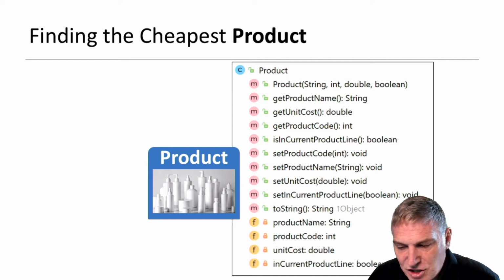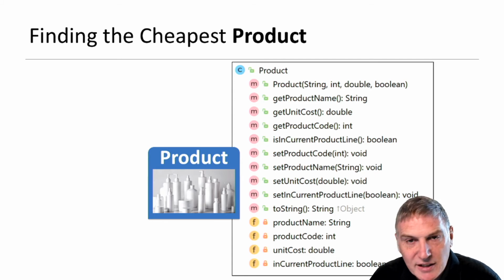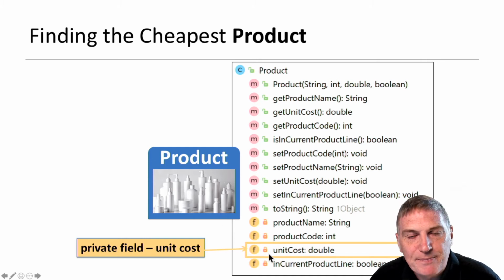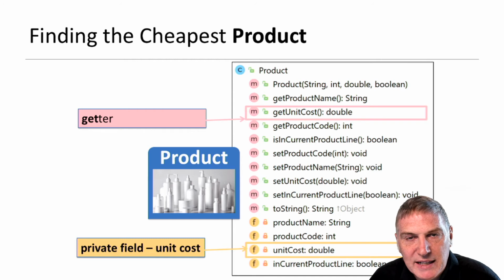So if we want to find the cheapest product, then the cheapest product is going to be the one with the smallest unit cost. Remember, we had 4 fields: product name, product code, unit cost, and whether it's in the current product line or not. And the only one there that enables us to discover which one is the cheapest is the one that stores the unit cost. We can't access that directly because it's private. So in order to get access to the unit cost field, we need to use the getter method, get unit cost, which will return the value that's stored in the unit cost field.